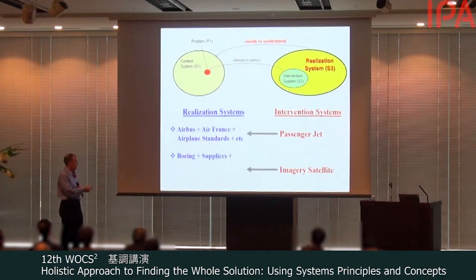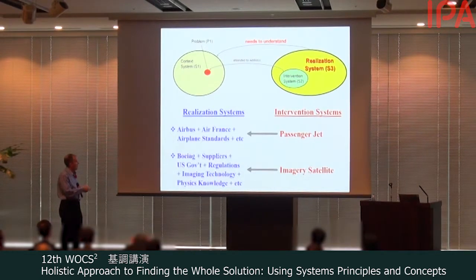So look at the imagery satellite. Well, you have the satellite developer and builder, but for large complex systems, they often depend upon many suppliers of the parts and subsystems. So Boeing by themselves cannot build satellites. They need a complex network of suppliers that gives them the entire realization system to most effectively build imagery satellites.